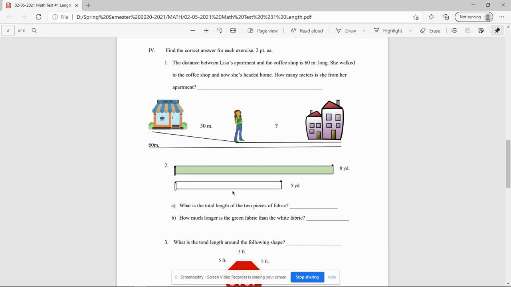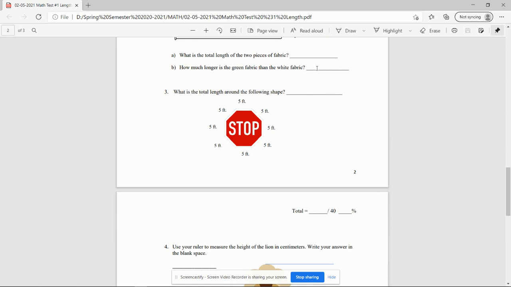Then for number 2, it says letter A, what is the total length of the 2 pieces of fabric? So you have 2 pieces of fabric, one in green, one in white. The fabric that is green is 8 yards long, and the fabric that is white is 5 yards long. So what is the total length of the 2 pieces of fabric? And you're going to write your answer here in the blank space. And then for letter B, how much longer is the green fabric than the white fabric? And you're going to write your answer there in the blank space.